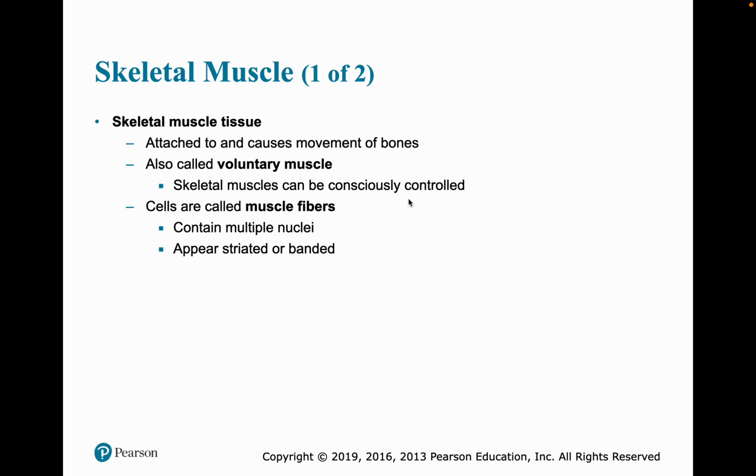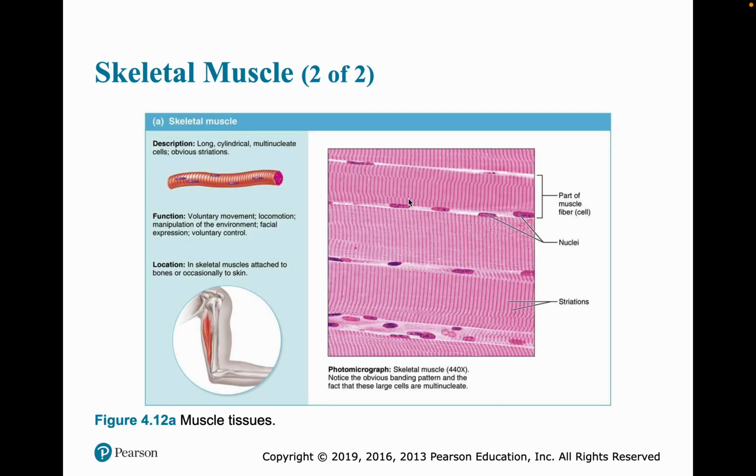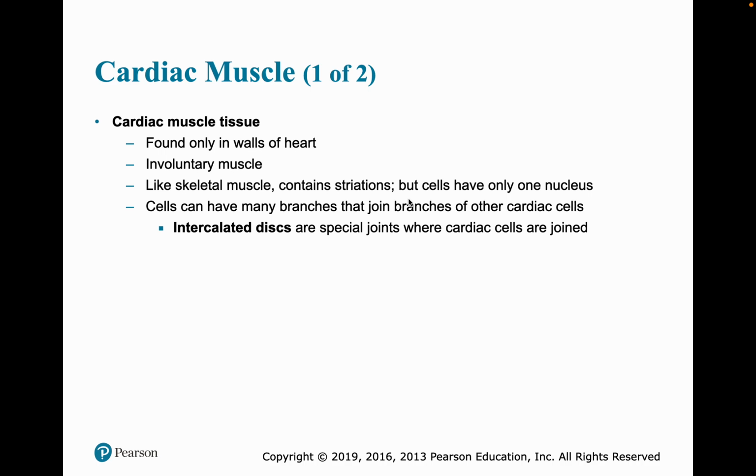Skeletal muscle tissue is the tissue we'll look at when we look at the muscular system in a couple of weeks. They attach to and cause movement of bone or skin in some cases. They are also referred to as voluntary muscle because they are under conscious control. Cells are called muscle fibers. They can contain multiple nuclei, and they look striated or banded under the microscope. You can see here.